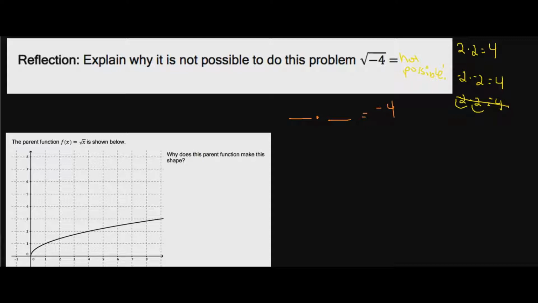Okay, so since we can't take the square root of negative 4, we ask ourselves, what is the very first number that we can take the square root of? Well, you might think 1, right? But there's a number before that, and that's 0. Well, what's the square root of 0? It's 0 because 0 times 0 is 0. So this is our starting point, right?